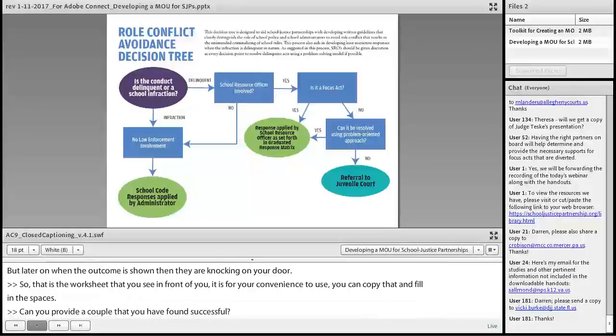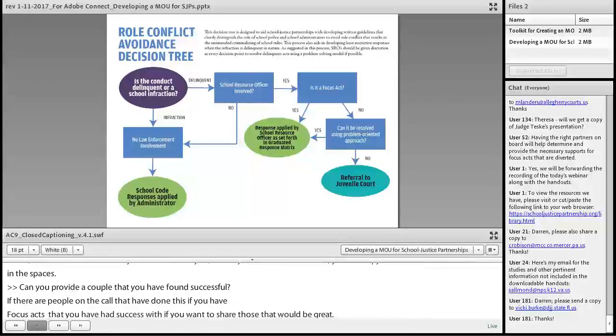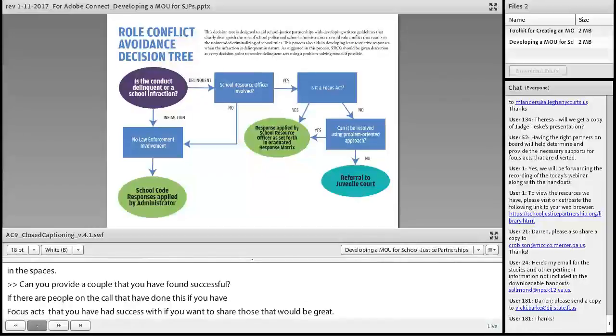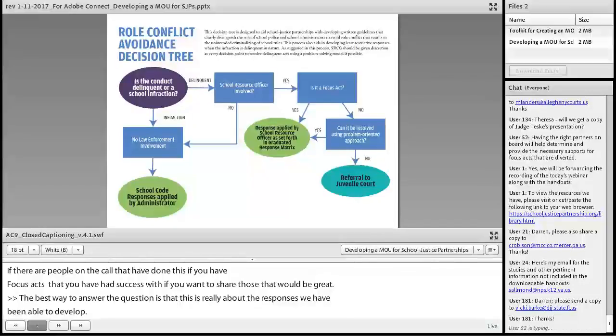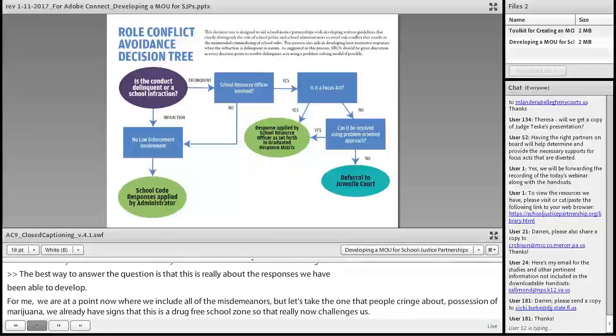Yeah, I think the best way to answer that question is it's really around the responses that we've been able to develop. So for me, as I've already said, we're at a point now where we include all the misdemeanors. But let's take the one that people cringe about, possession of marijuana, okay? We already have signs that this is a drug-free school zone, so that really challenges us. But these are kids. They're neurologically wired to do stupid things despite how intelligent and creative they are, and so we need to factor that in.